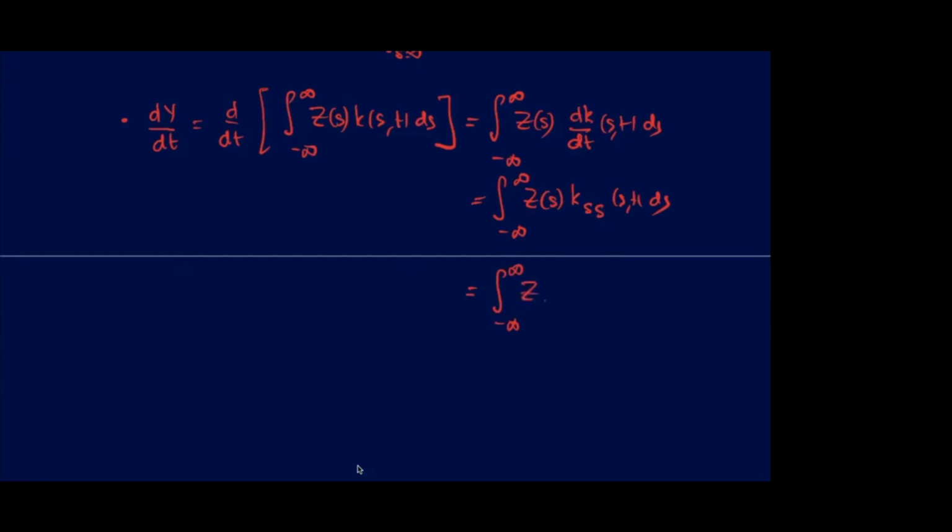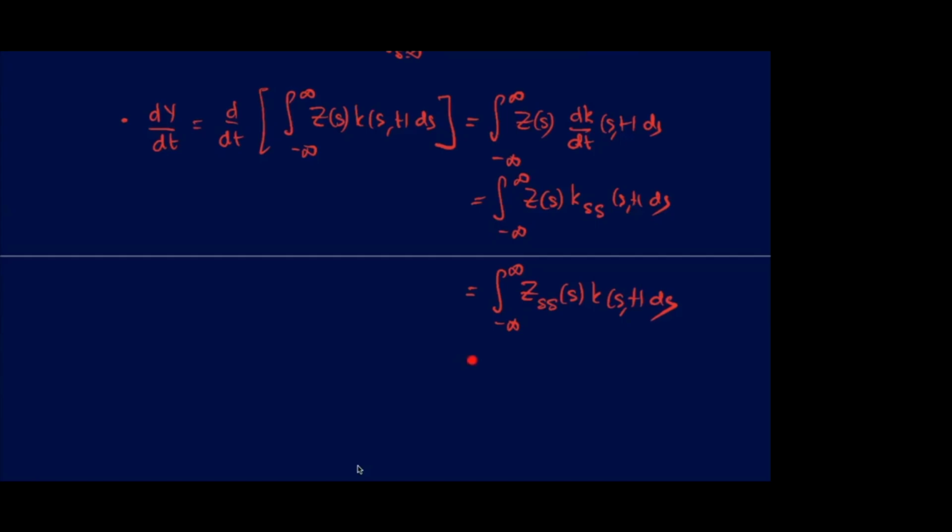And I will get z_ss k(s,t) ds. This integration by parts is completely justified. In particular, I don't have any difficulty with the possible contributions at minus and at plus infinity because the kernel k is decaying exponentially, so no boundary terms.